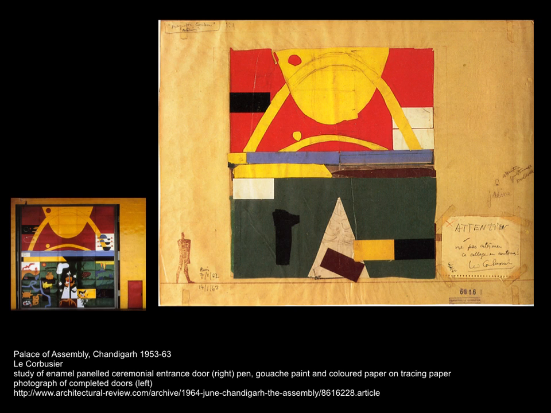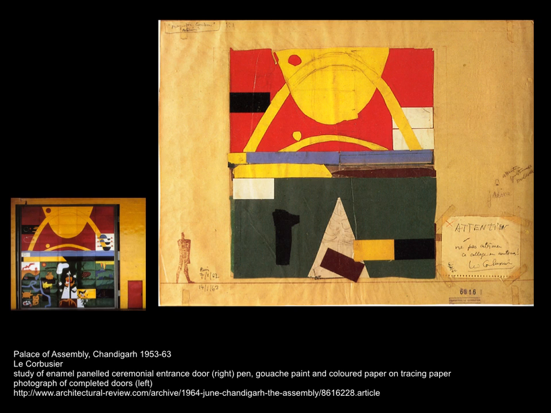And an example later on from his career, this is a colour study for the gates of the Parliament building at Chandigarh. Chandigarh was a new city built after the partition of India, and Corbusier was invited to design the major buildings, the assembly buildings, the court, the Parliament building, the Secretariat building, the bureaucracy building of the city. And this colour study is for the monumental door that opens up at the beginning of the parliamentary session.